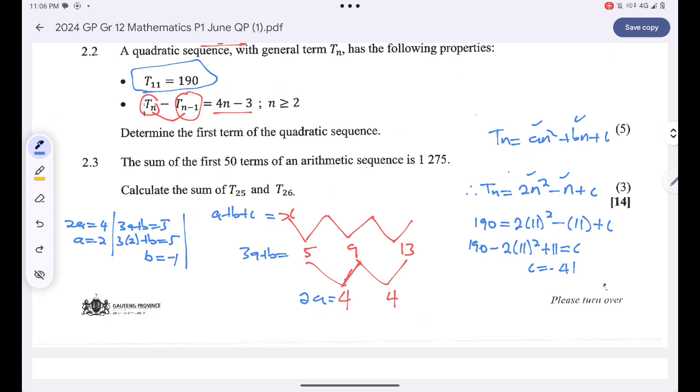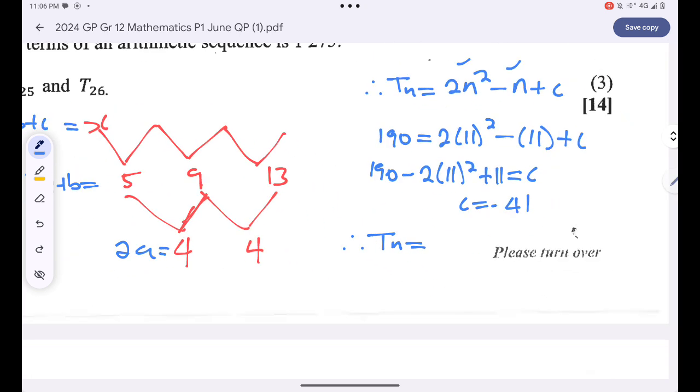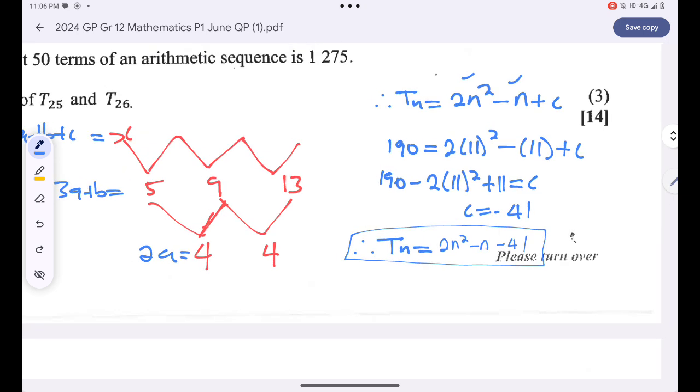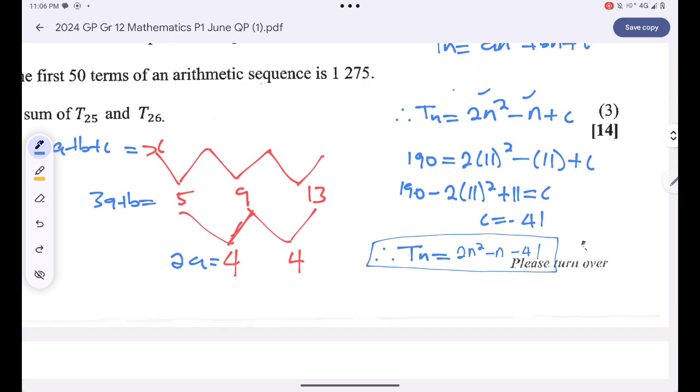So therefore, guys, I now know the general term of my quadratic sequence. That's 2n squared minus n minus 41. This is the general term. I can get each and every term I want from my quadratic number pattern. Are you together? As long as I know the position of that term, I can simply find the value of the term.